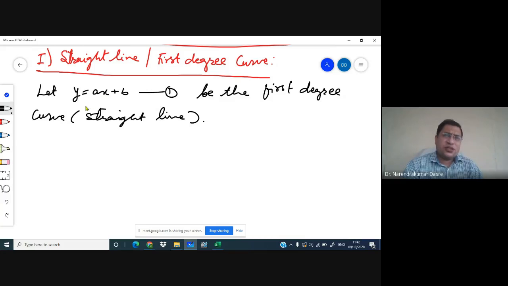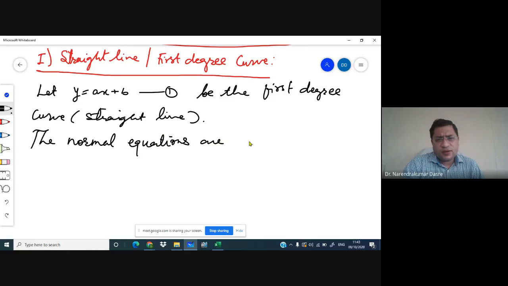If I have just 2 points, it is easy for us: we only have two equations and we solve them. But when we have more than 2 points, the most important thing is that we have to consider all the points. So here we can say the normal equations are given as follows. These normal equations that I am writing are obtained using the method of least squares.